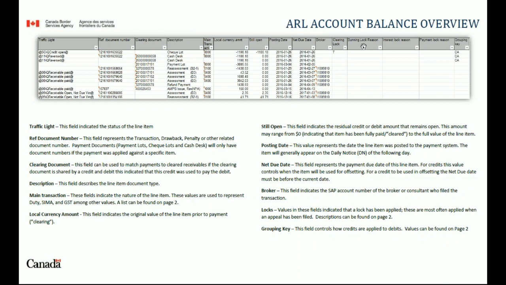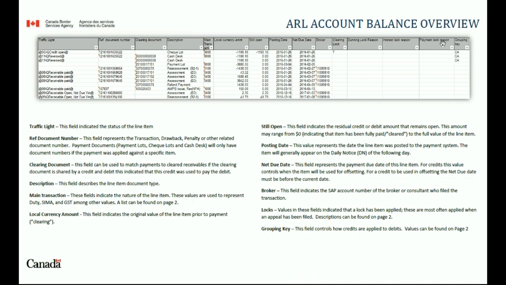The dunning lock similarly prevents items from being sent to collection. So during an appeals process or something of the sort, a lock may be applied and simply prevent that from being sent to collections for action. The interest lock reason, again, generally applied during appeals processes, prevents interest from being accumulated on the document, or if an interest waiver has been granted, we'll put that lock on the document, and that'll prevent a receivable from accruing interest.